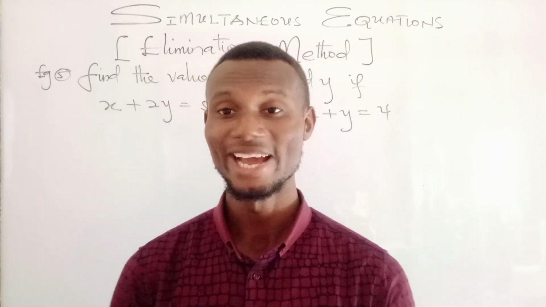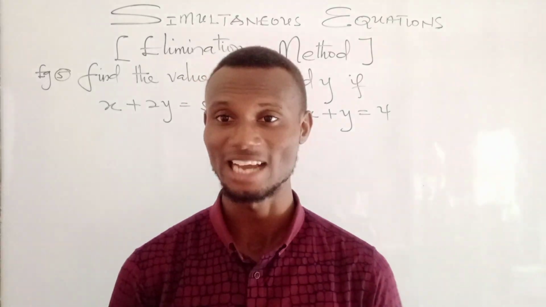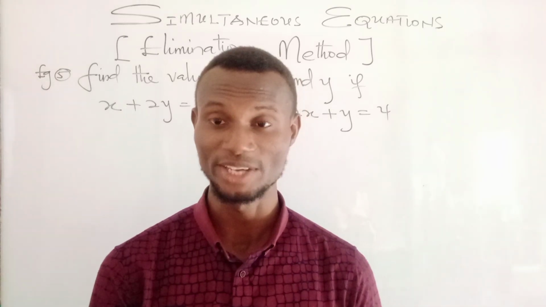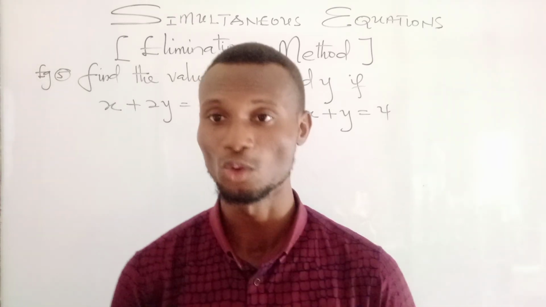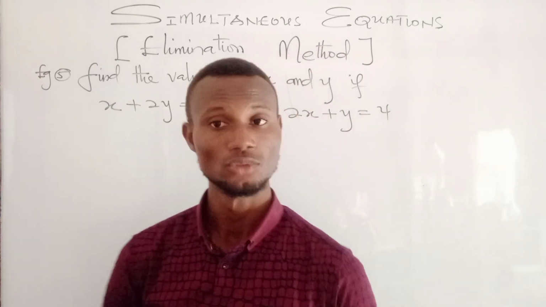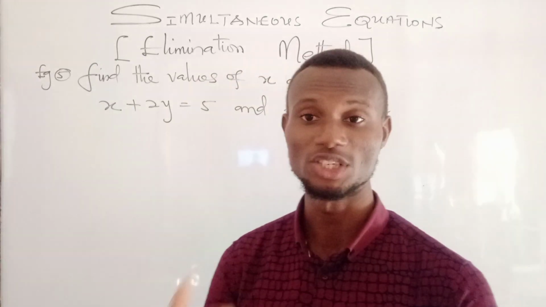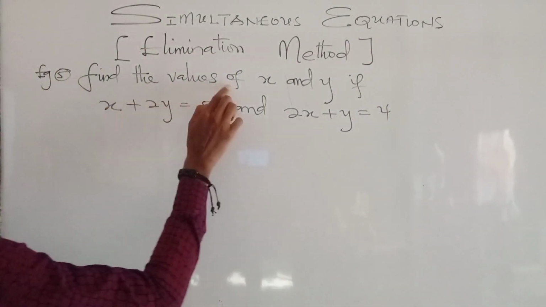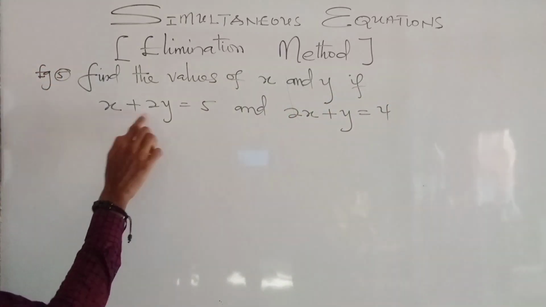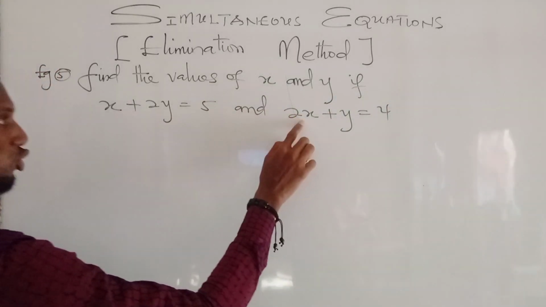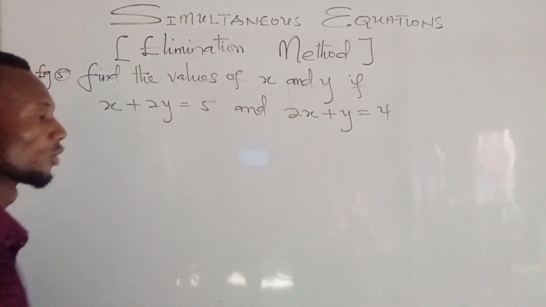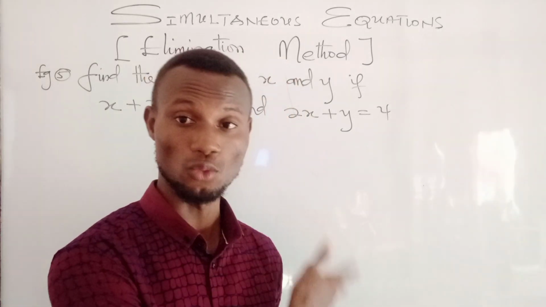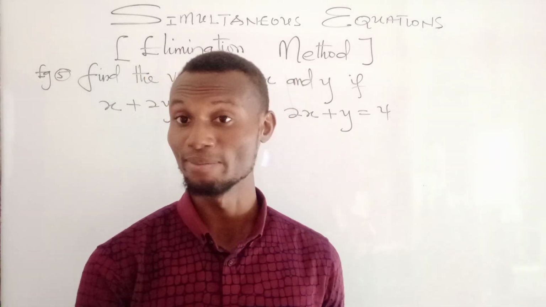I hope the explanation is clear enough and you understand it up to this point. I'm going to show you how to do the elimination method. It's very simple, nothing difficult about it. So now let's go ahead and read the question that I have on the board, and I'll use it to explain it to you. Example 5 says: find the values of s and y if s + 2y = 5 and 2s + y = 4. So we have to solve for the values of s and y in the given equations, and we are going to use the elimination method.